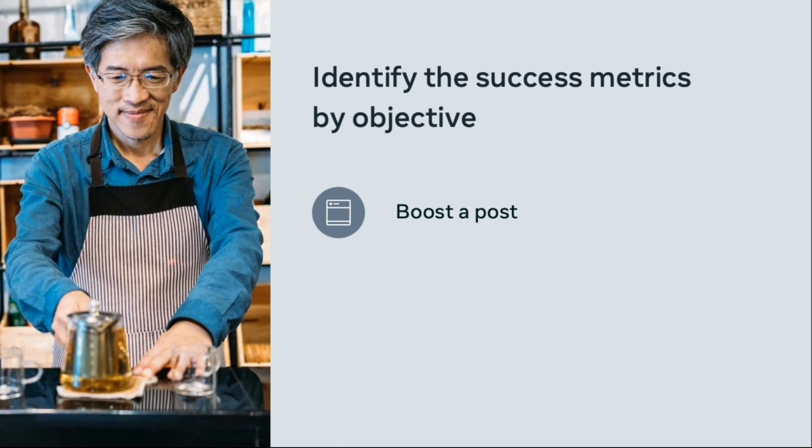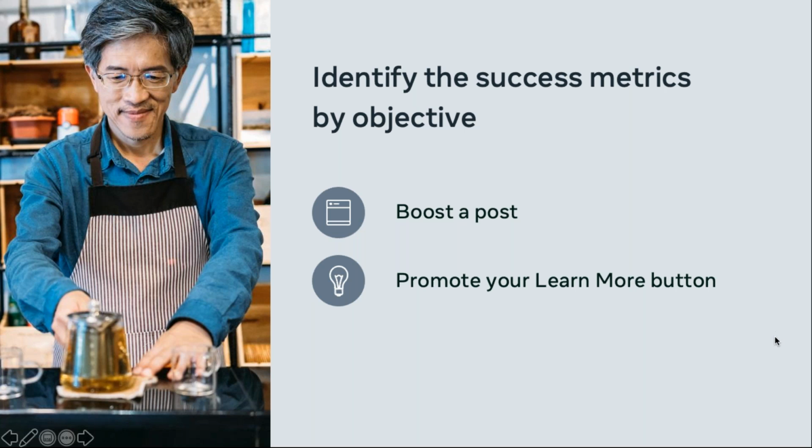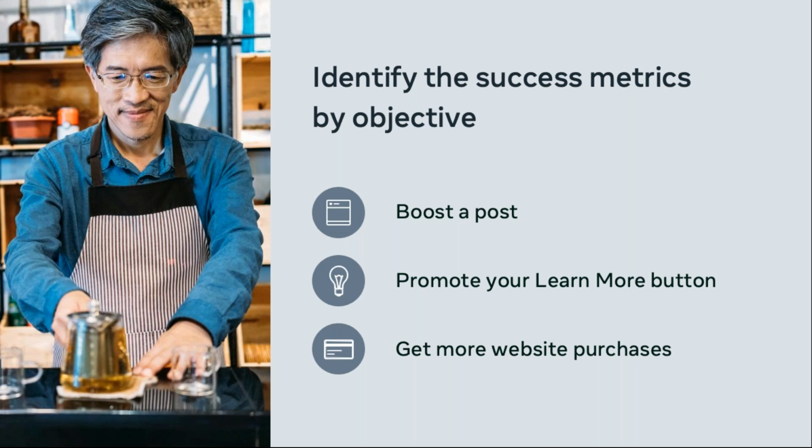Now, post engagement for boosting a post could include likes, comments, maybe sharing, claiming an offer, viewing a photo or video, or clicking on a link. If your objective is to promote your Learn More button, a great metric to look at is the number of clicks that you got on your Learn More button. Or if your objective is to get more website purchases, again, a great metric is the number of people who made a purchase on your website after seeing the ad.